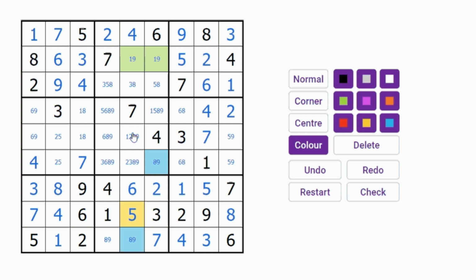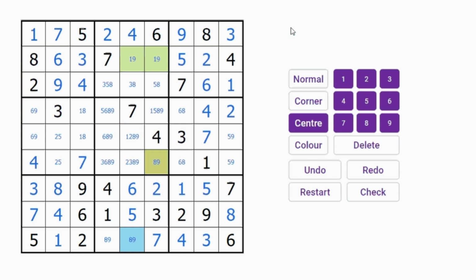And this is always the case with this sort of broken x-wing, which I'm going to call an inverted x-wing. This is always the case. And so what that means is any cell that can see both this square and this square, we can eliminate the 8s from. And that's both of these two squares here.